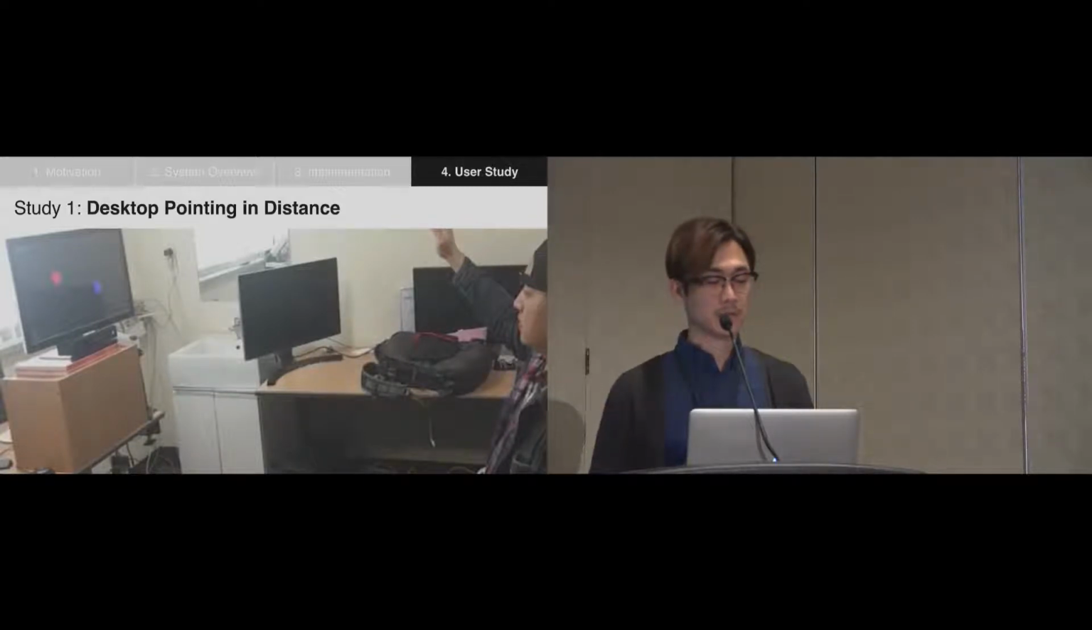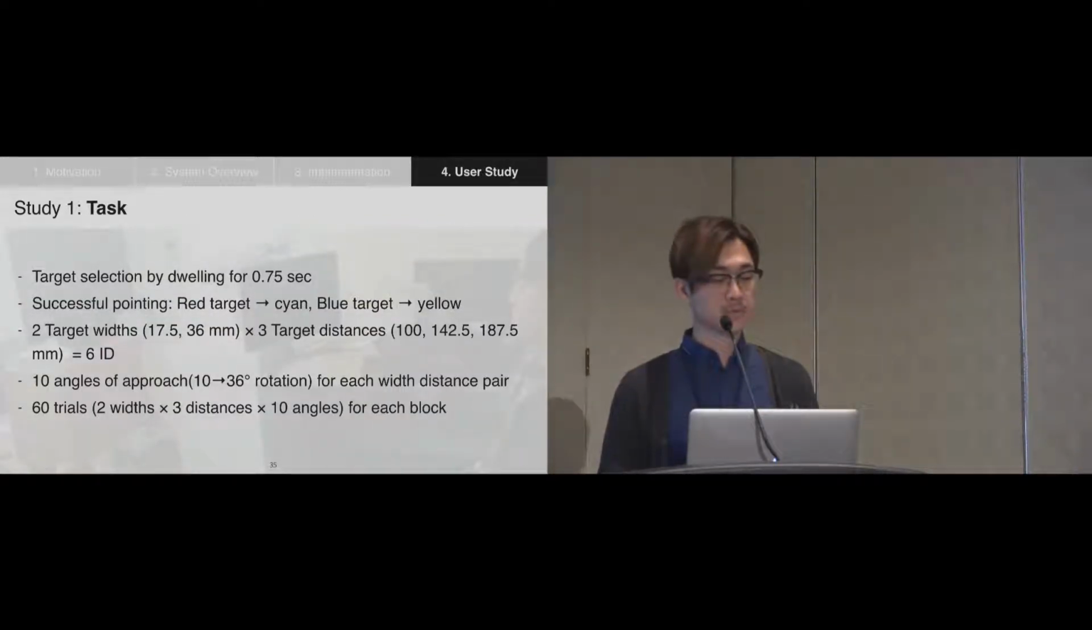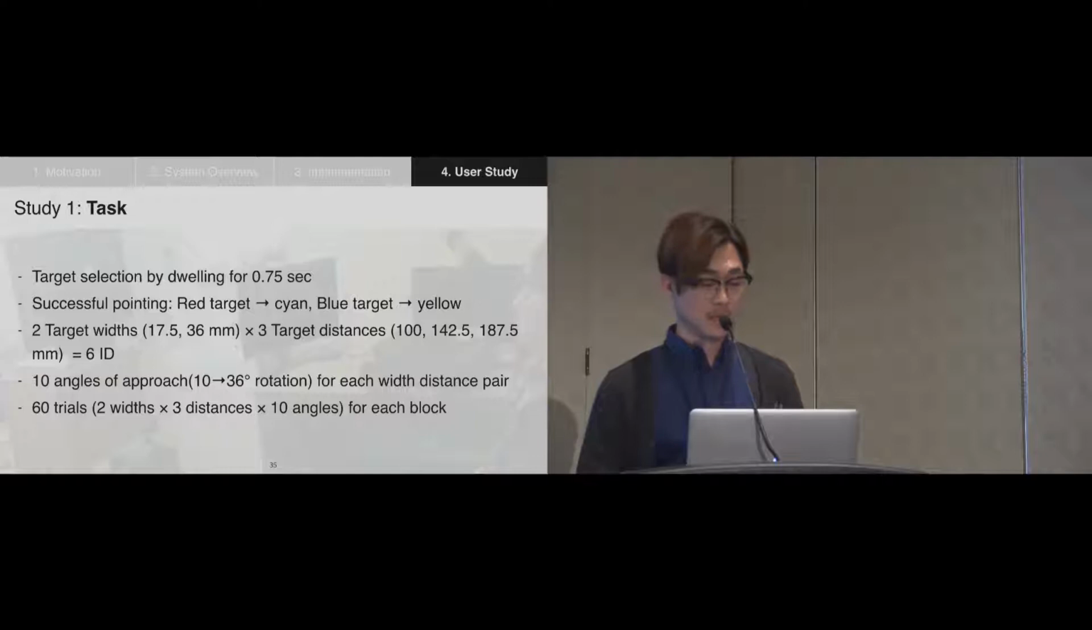In the Reflector condition, participants used his or her fingertip for pointing. In the eye tracker condition, participants fixated their gaze to point at the targets. The targets were selected with dwelling for 0.75 seconds. We used 2 target widths and 3 target distances, which results in 6 indices of difficulty. All the combinations of target width and distances were randomly presented in a block.